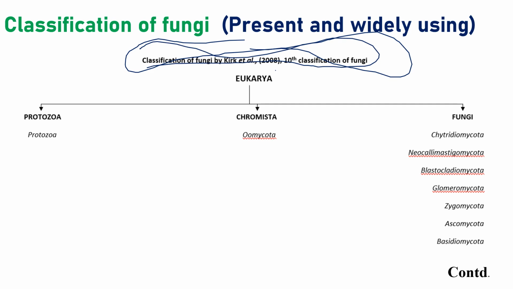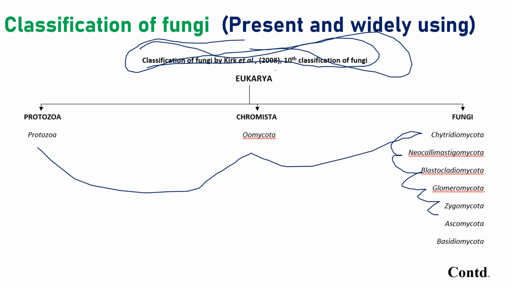In the entire mycology series and upcoming videos, I am going to follow the same classification with slight variations. To add extra information I may follow the Ainsworth or Alexopoulos classification, but in 99% of cases I will follow the classification I mentioned here: Protozoa, Oomycota, and the separate kingdom Fungi: Chytridiomycota, Neocallimastigomycota, Blastocladiomycota, Glomeromycota, Zygomycota, Ascomycota and others that we are going to discuss.